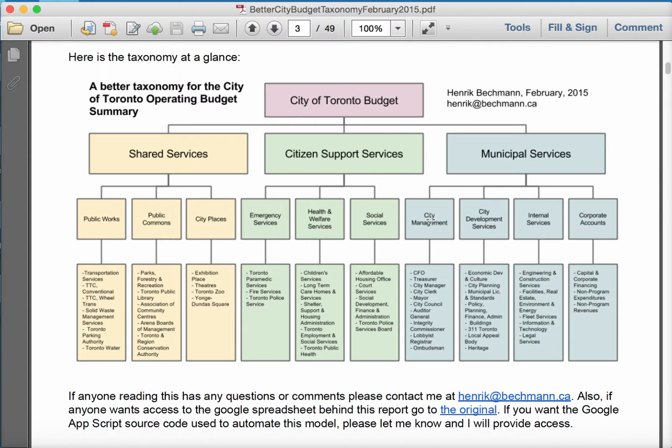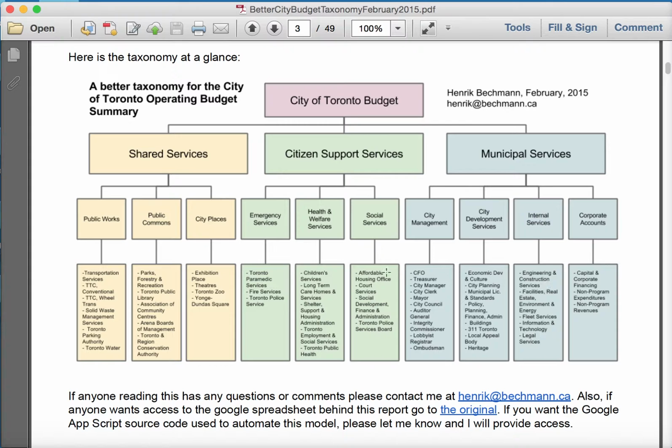And then in municipal services, there's city management, which is the various offices of the high-level managers. So city financial officer, treasurer, city manager, for example. In city development services are many of the departments that people go to for consultation or permits, regulation, that type of thing. So city planning, buildings, and such. And then internal services has literally services that support city departments, so engineering, construction, fleet management, legal services, information technology, that type of thing. And then corporate accounts has the other types of accounts. There's corporate financing, which would include things like interest charges. There's also a rather large category called non-program expenditures.